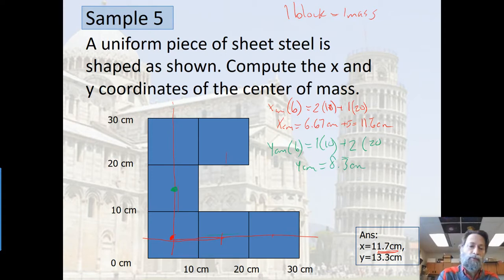And again, remember we shifted this up by 5, so I'm going to add another 5 centimeters to that, and that's going to give me a value of 13.3 repeating centimeters.